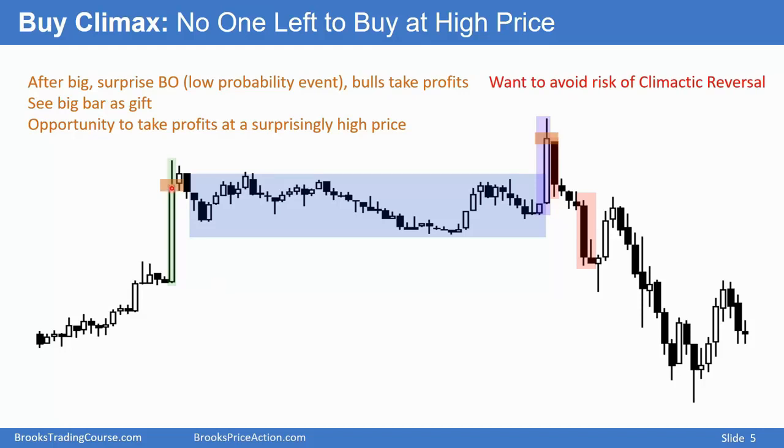Why would the bulls take profits? They don't want to take a chance that this gift quickly disappears and they lose all of their profits. For example, right here, a similar bar, very big bull trend bar. The bulls took profits. Here, the bulls who did not take profits ended up giving back all of their profits. That's why smart bulls always take at least partial profits whenever they have a surprisingly big bull trend bar.